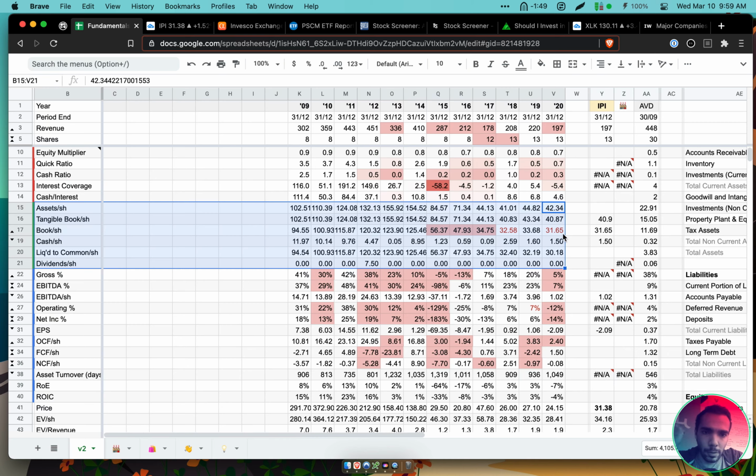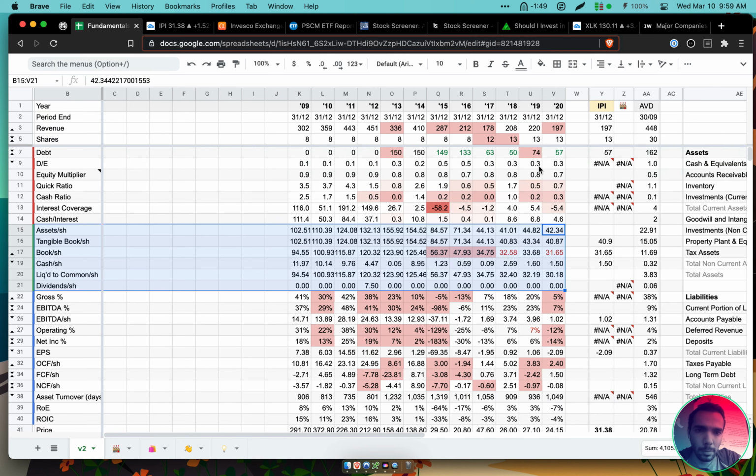Book is 31. Book actually went down since last year. Unless they're paying out dividends, that typically means something has gone wrong. Or maybe they repurchased shares, which didn't happen here. Maybe they paid back some debt. Yeah, they did pay back some debt, so maybe they paid it back from the cash they had, the retained earnings.